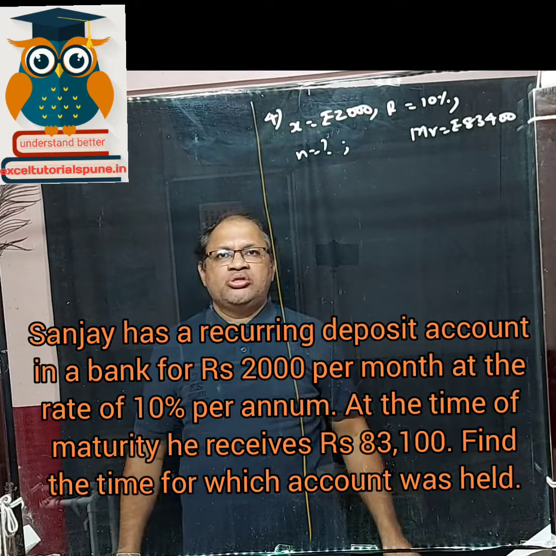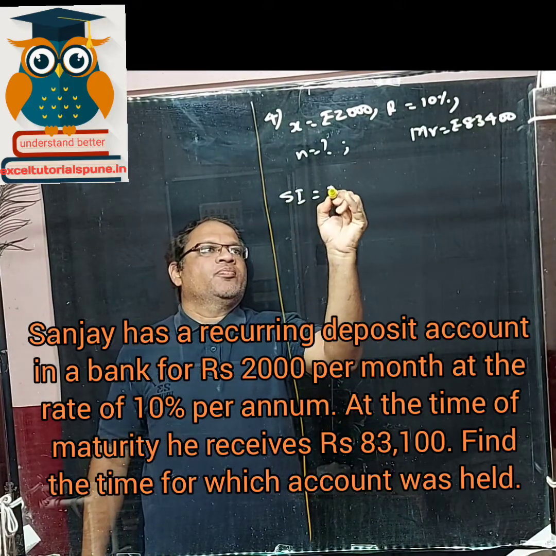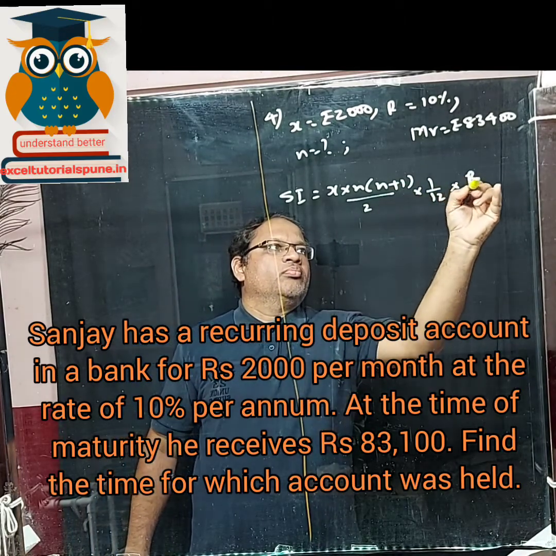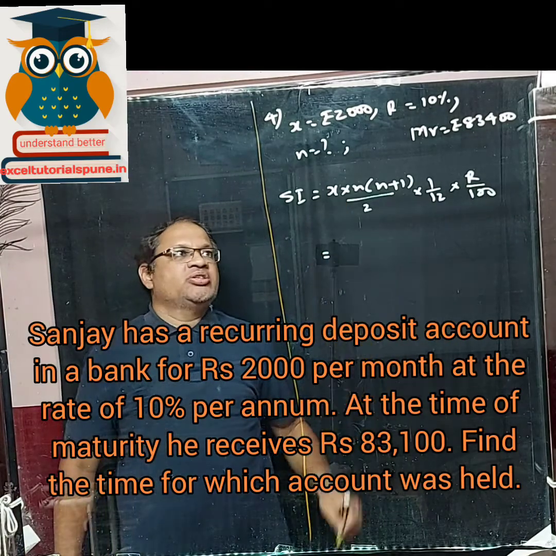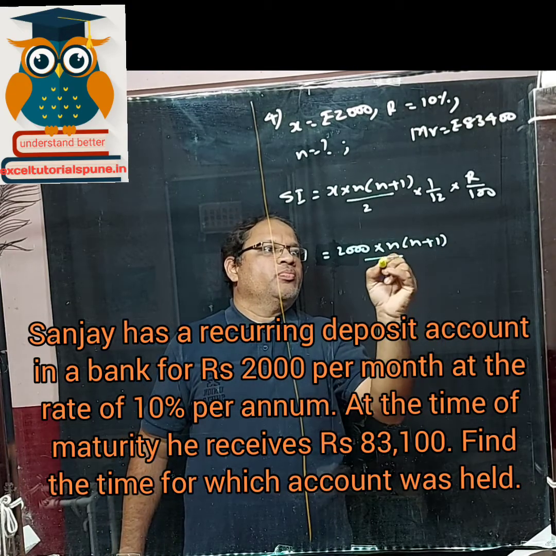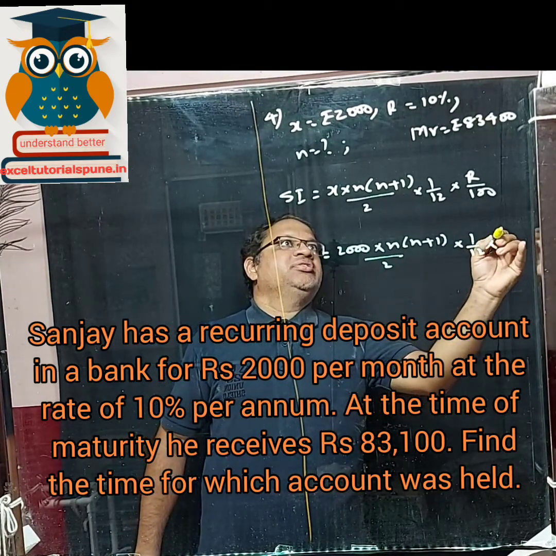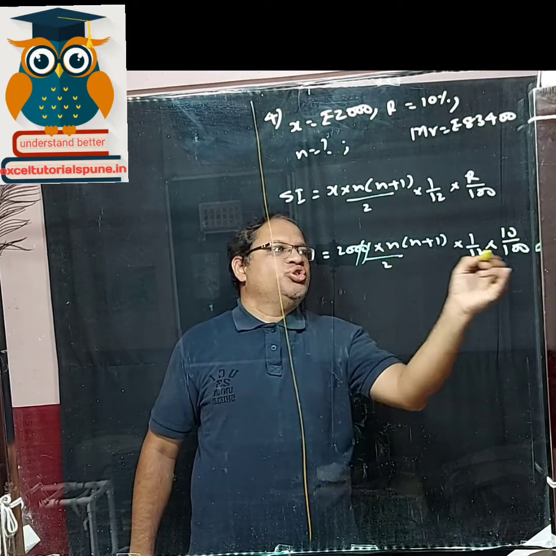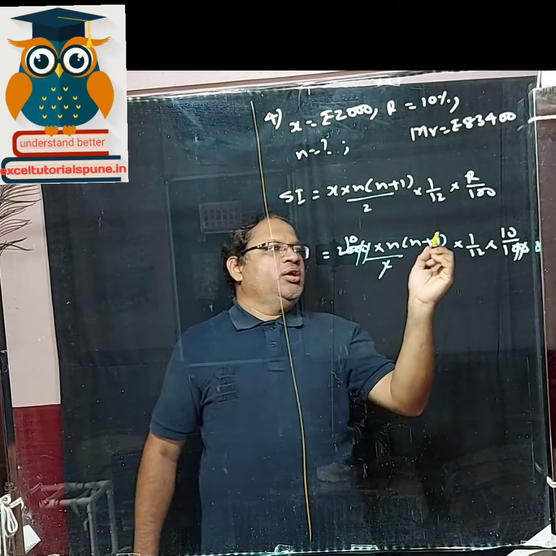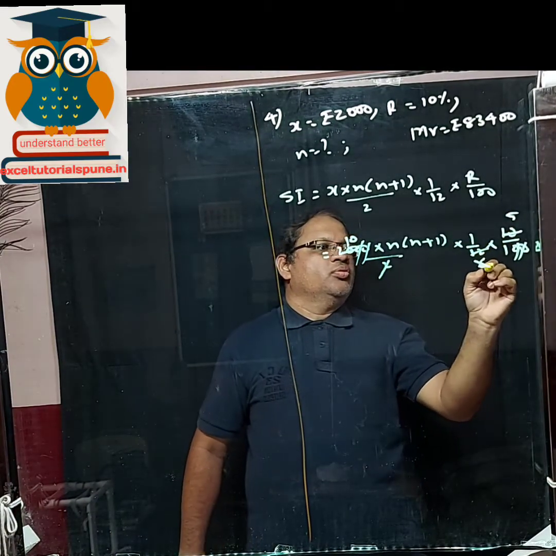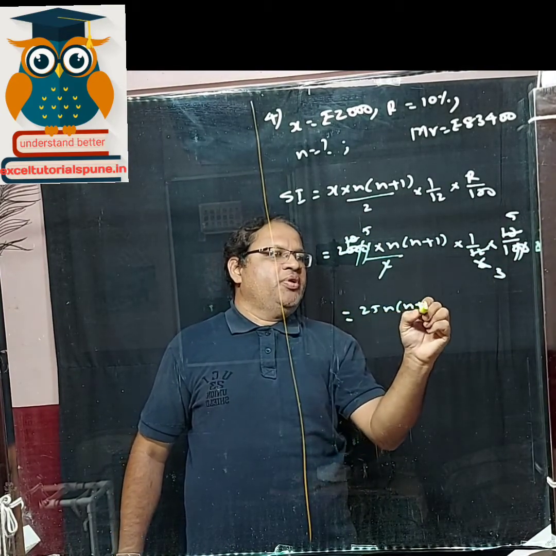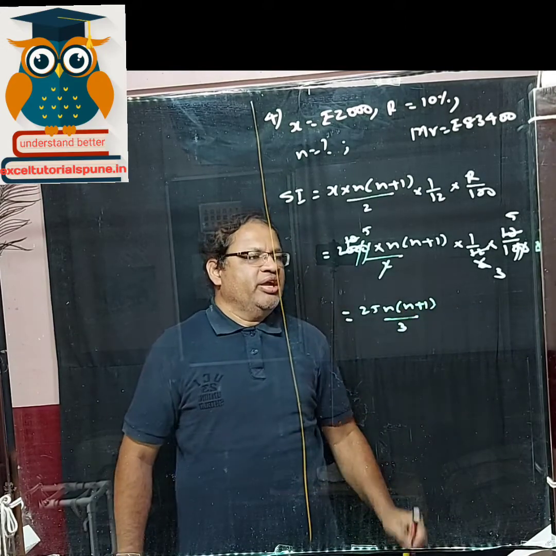So as usual, you use the first formula. Write the particulars down. X is 2000. N we do not know. Rate is given, 10 upon 100. Go for cancellation. These 2 zeros get cancelled. Then 2 10s are 20. So it comes to 25n, bracket n plus 1, upon 3. So we get it like that.